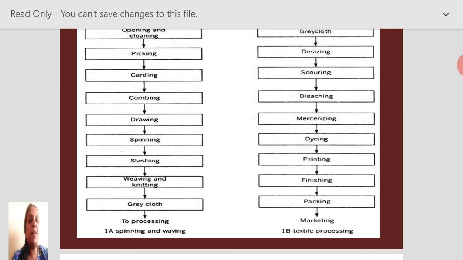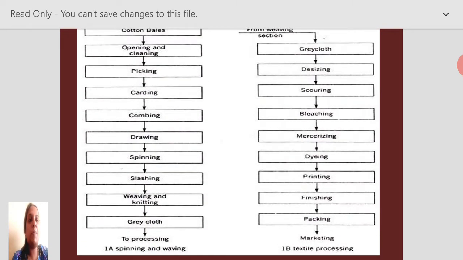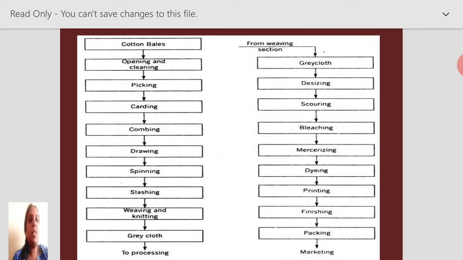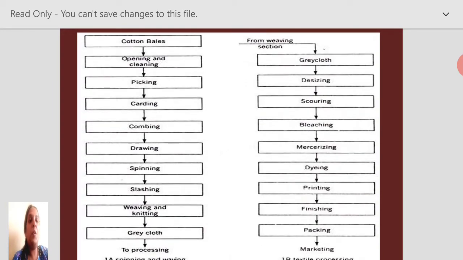This is the manufacturing process in the textile industry. Once the cotton bales are received in the textile industry, they will be subjected to opening and cleaning. It is done in a machine called an opener, so that the bales get opened up. Then it will be taken to the picking unit, where it will be beaten with a beater so that it gets loosened up and all the impurities like seeds get removed.